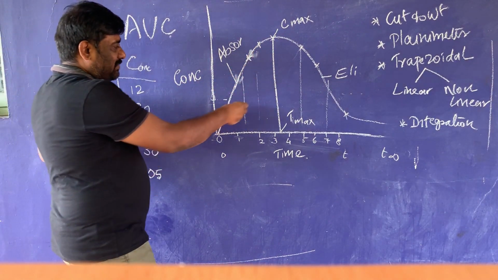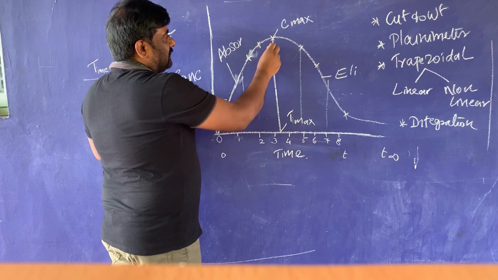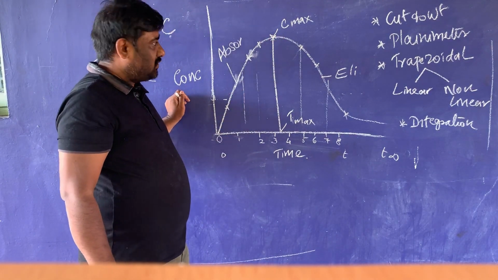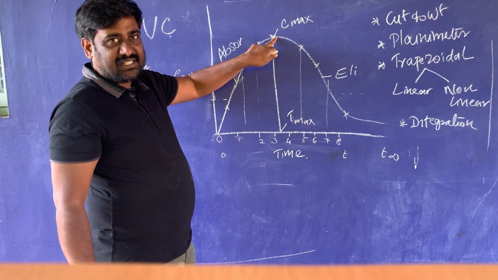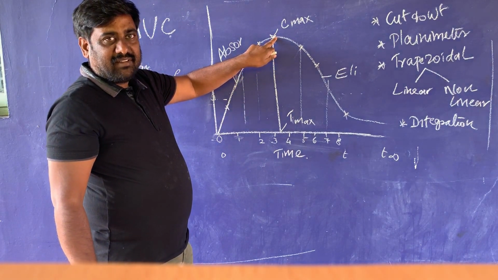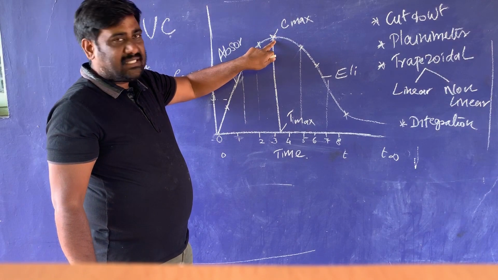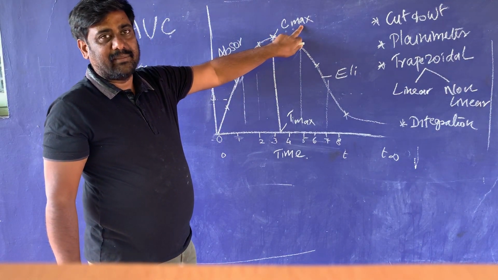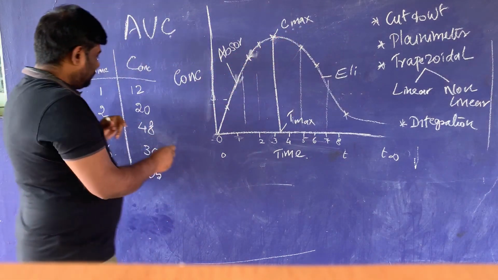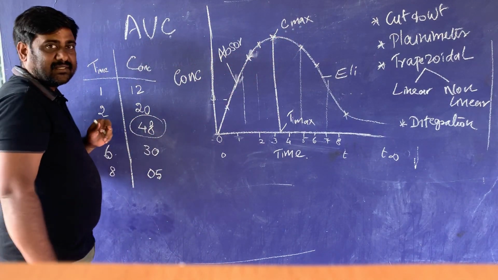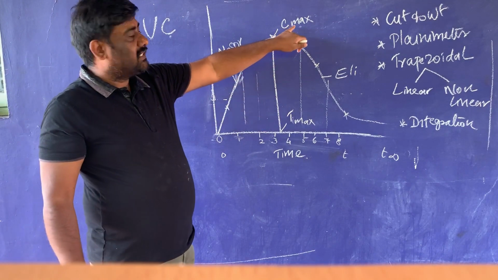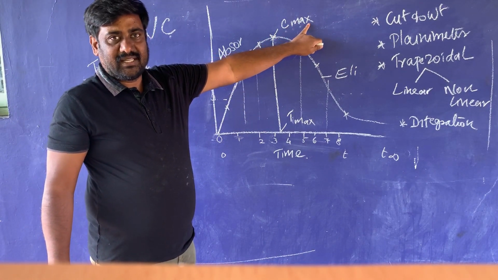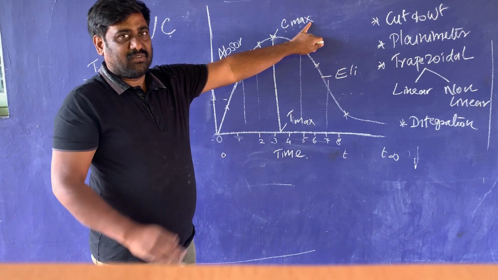First, just imagine this is the graph. Here, this is the maximum concentration available in the blood. So for example, this concentration maximum available in the blood, this point or this concentration is termed as Cmax. See, this is the maximum concentration. So this 48 is the Cmax. This Cmax is unit by mg or microgram, whatever it is.